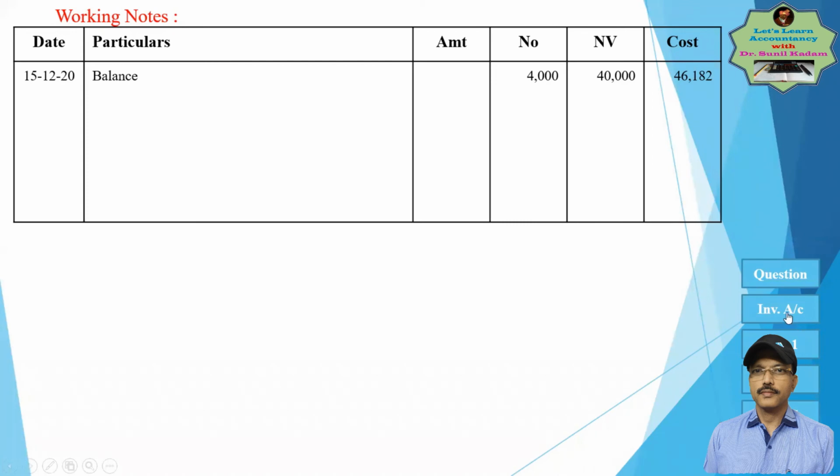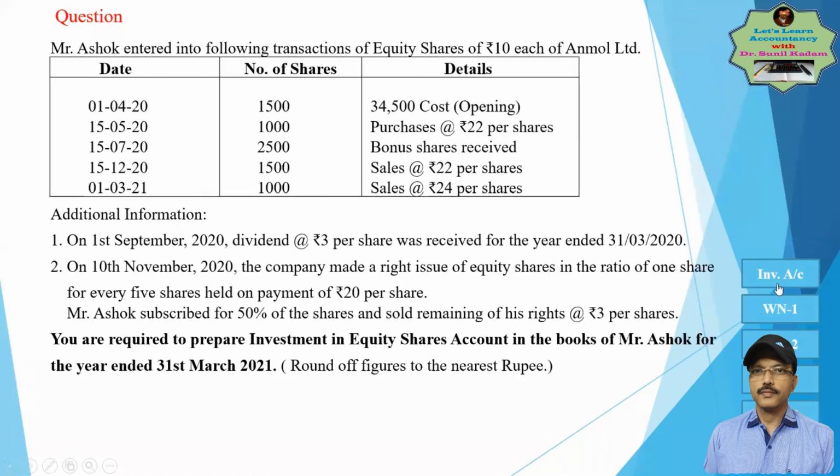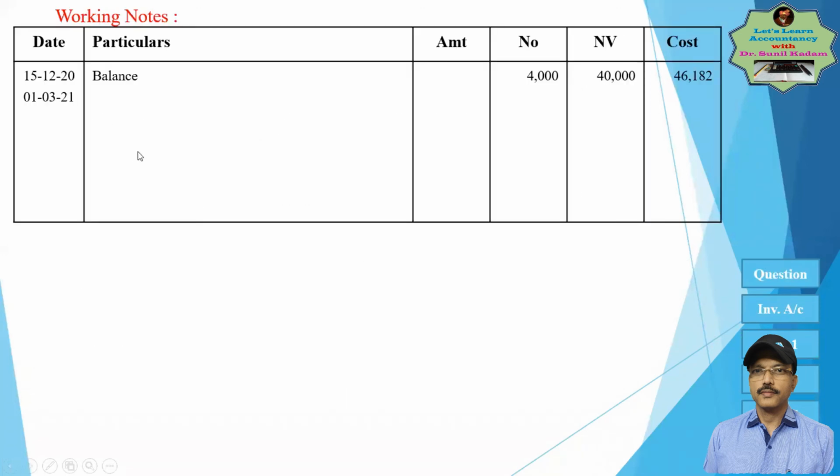Let's check the last transaction in the question paper: 1st March, 1,000 shares sold for 24 rupees per share. Let's find out the profit or loss in a similar fashion. Here, in the working note, 1st March, sale of 1,000 shares at the rate of 24 is 24,000. Now we need to find the nominal value: 1,000 shares into 10 is 10,000.